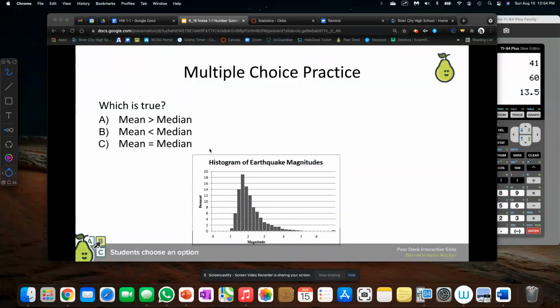All right, so just some little multiple choice practice. So this is a skewed right distribution because the tail is on the right-hand side. That means the mean is going to get pulled towards the right, and the median is going to be closer to the hump. So in this case, the median is less than the mean, or we can say the mean is greater than the median.